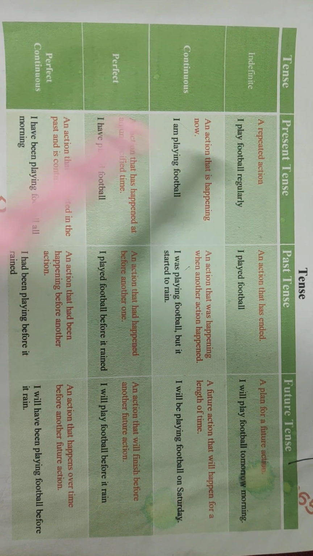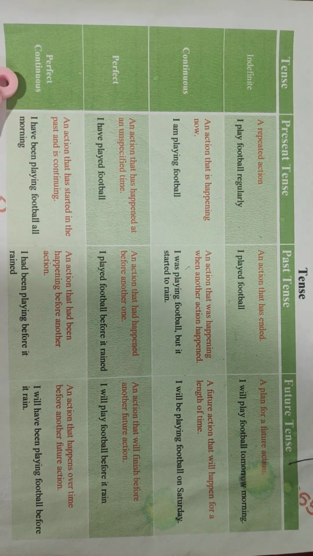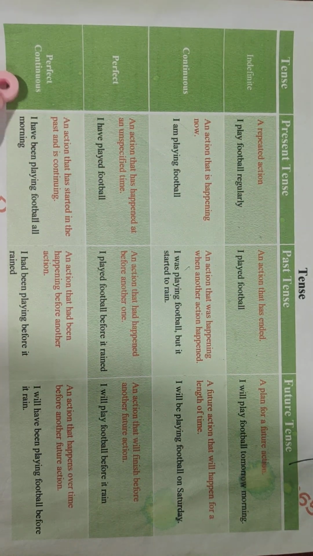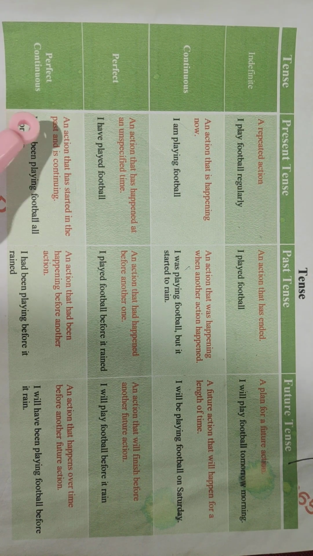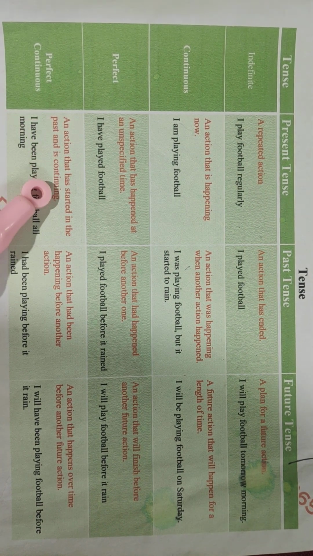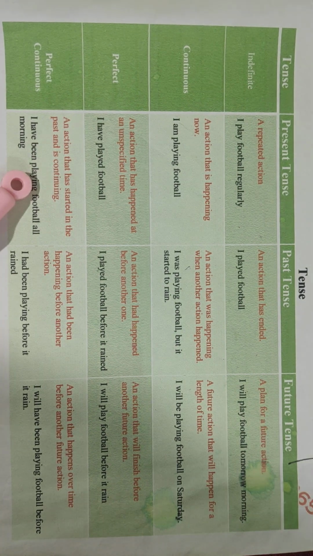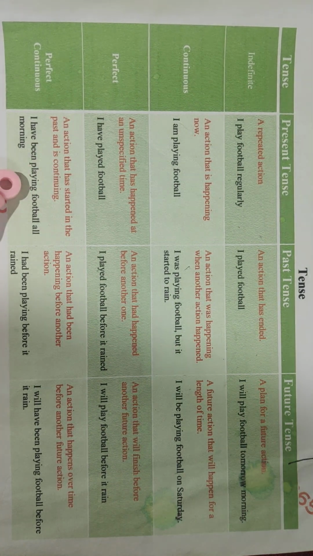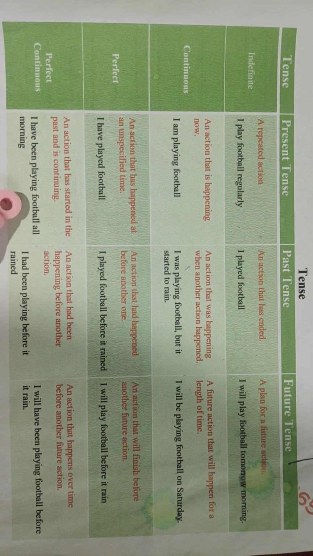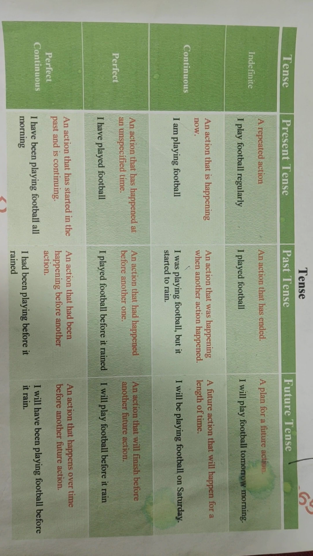Then present perfect continuous. It implies an action that has started in the past and is continuing. The action has already started and is still continuing. Example, I have been playing football all morning. That means he has been playing football since morning.